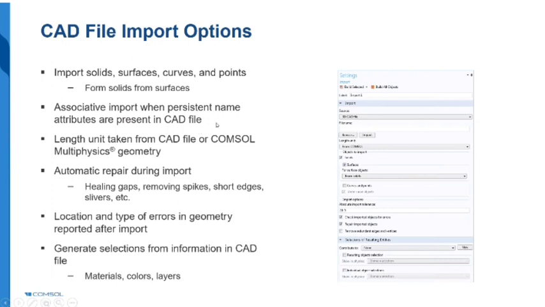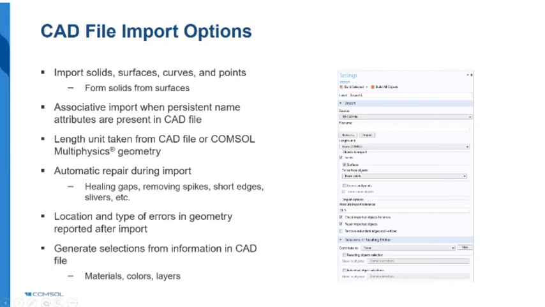To start with, you can import solids, surfaces, curves, points, or you can select an option to form solids from the surface objects that you are importing. Here you can also see that an absolute import tolerance is provided. The imported entities which are smaller than this absolute import tolerance will be removed, or rather merged, and that is how this absolute import tolerance works.